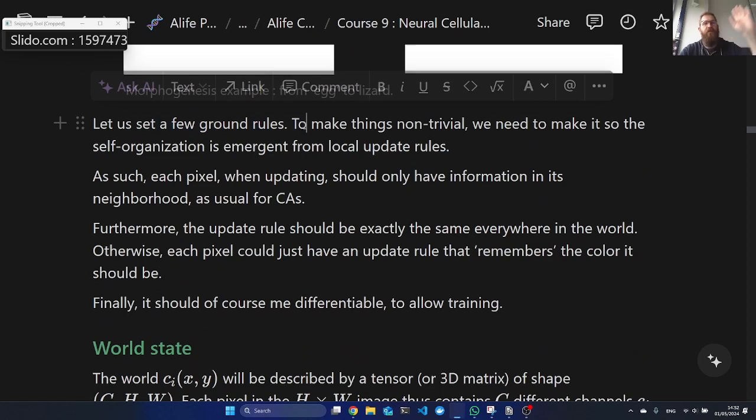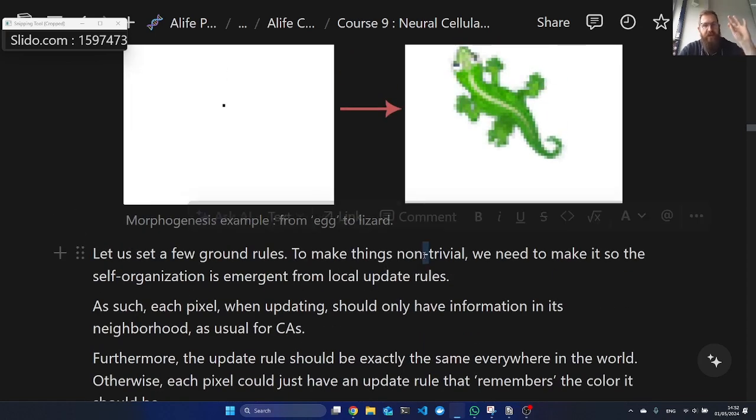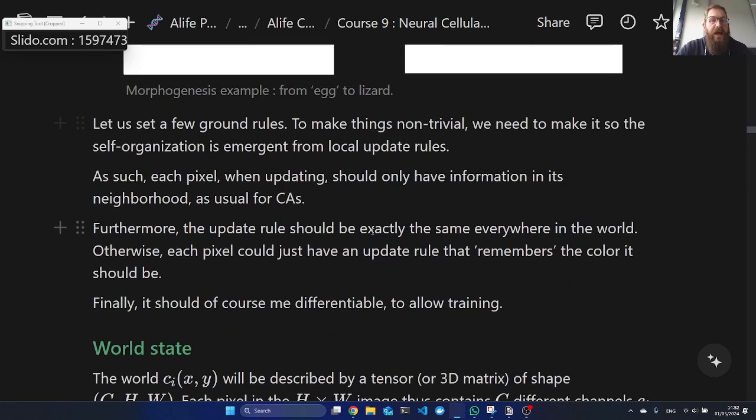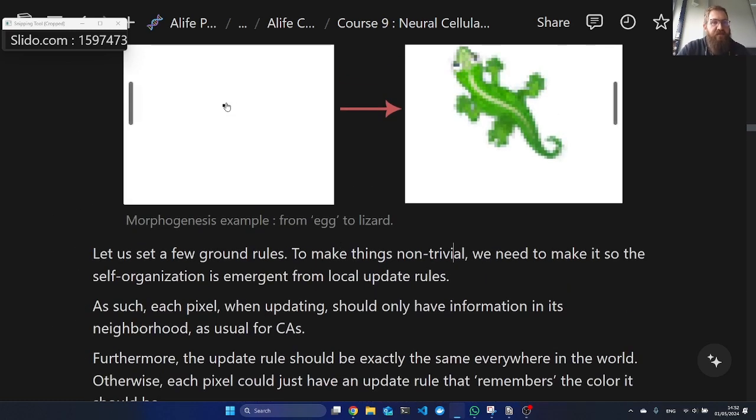So let's set a few rules that we want to respect to make things non-trivial. We want this morphogenesis, this organization, to be emergent from some local update rules. So we will enforce the fact that each pixel can have information only about its surrounding pixels, which is what we usually do with CAs. And additionally, each pixel in our world should use the same update rule.